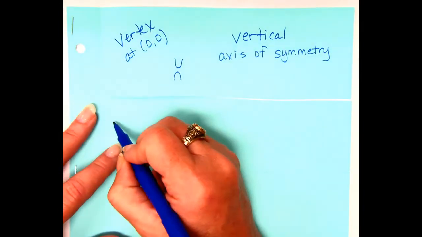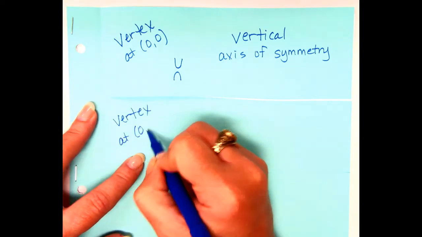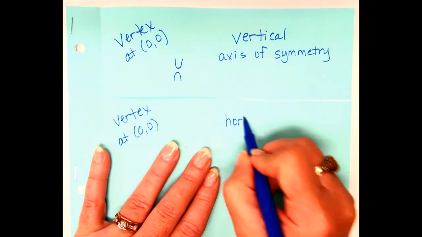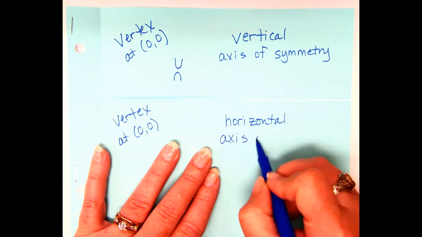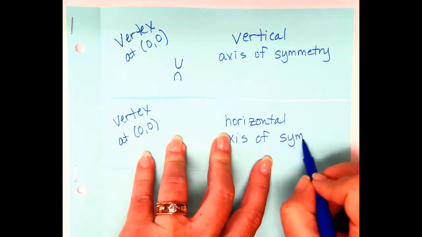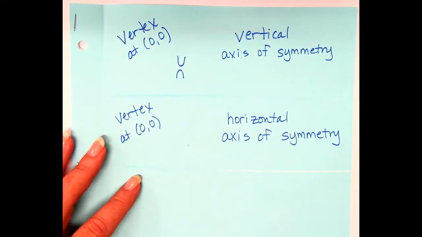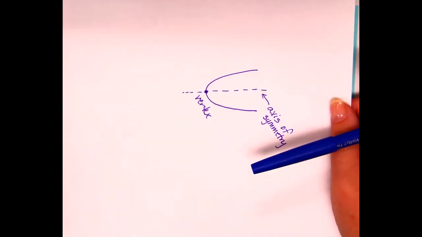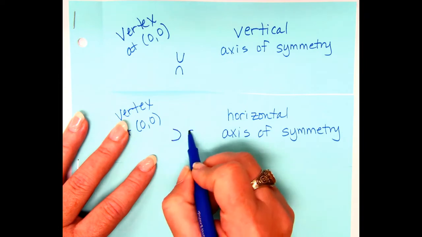Now the second section has a vertex also at 0, 0, but it has a horizontal axis of symmetry. Guys, which way does a parabola open up if it has a horizontal axis of symmetry? Left or right? Okay, so left or right?